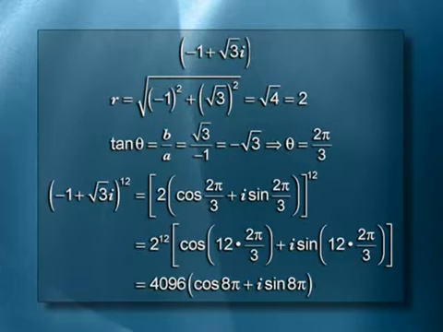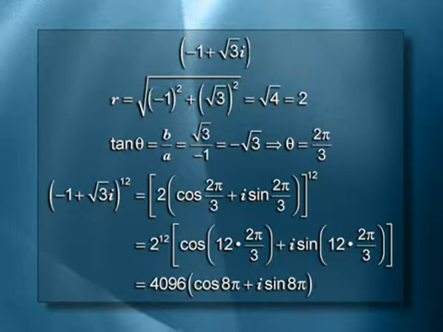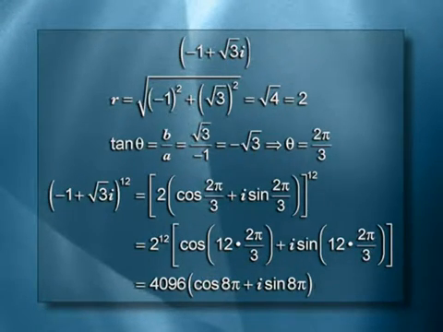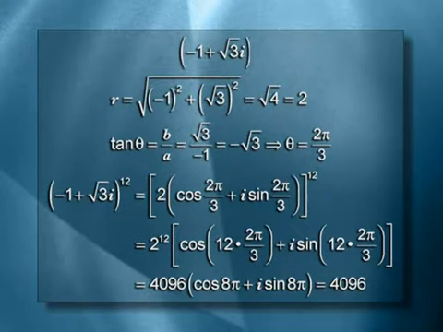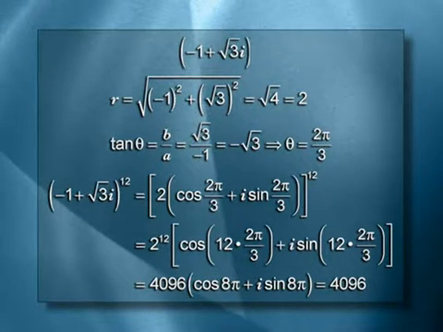4,096. Okay, we're almost done. What's cosine 8 pi? Oh, that's 1. What's sine of 8 pi? 0. Our final answer is 4,096.